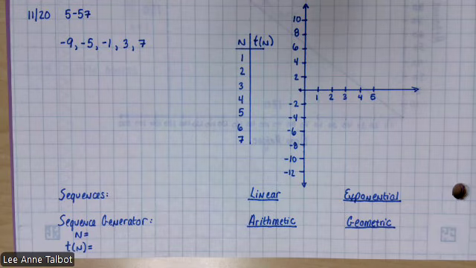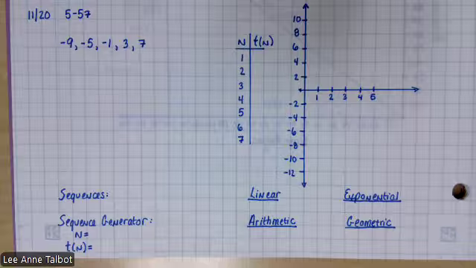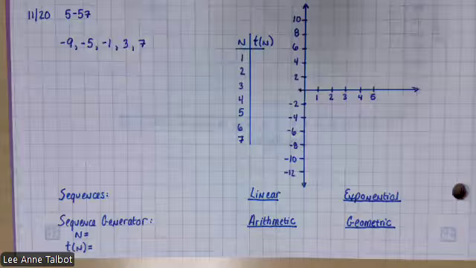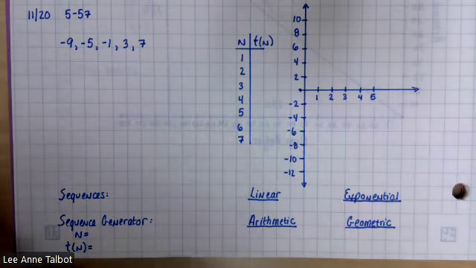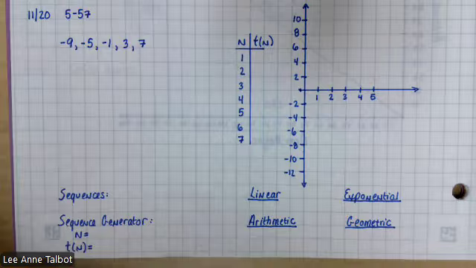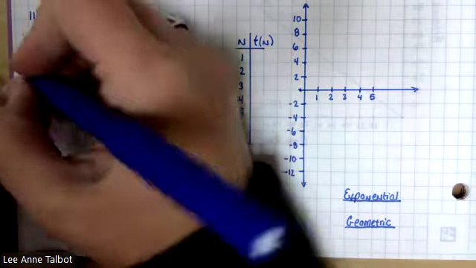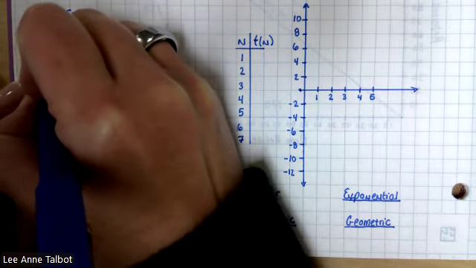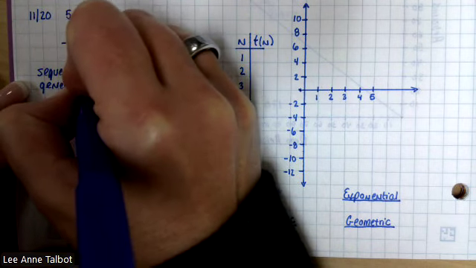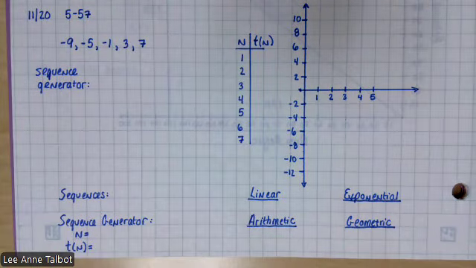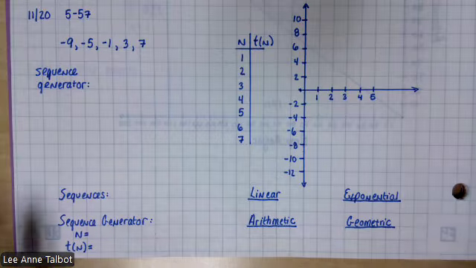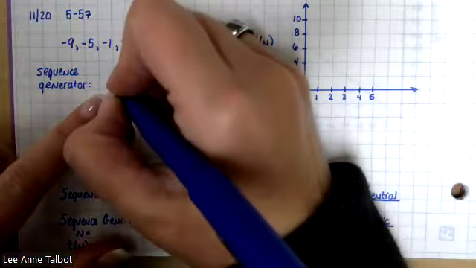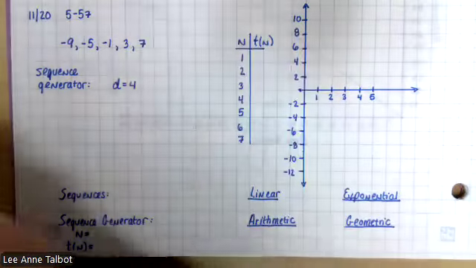First, can you all tell that it's going up by 4 each time? Okay. So we all know that, but now we need to use common language when we're talking about that. So on the resource page, that's going to be called a sequence generator. Sequence generator. And the letter that we use is D.